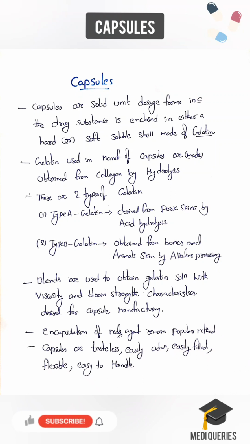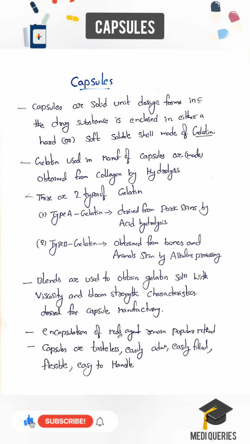In this video, we are going to learn about capsules. Capsules are the solid unit dosage forms in which the drug substance is enclosed in either a hard or a soft soluble shell which is made up of gelatin. What does this gelatin mean?